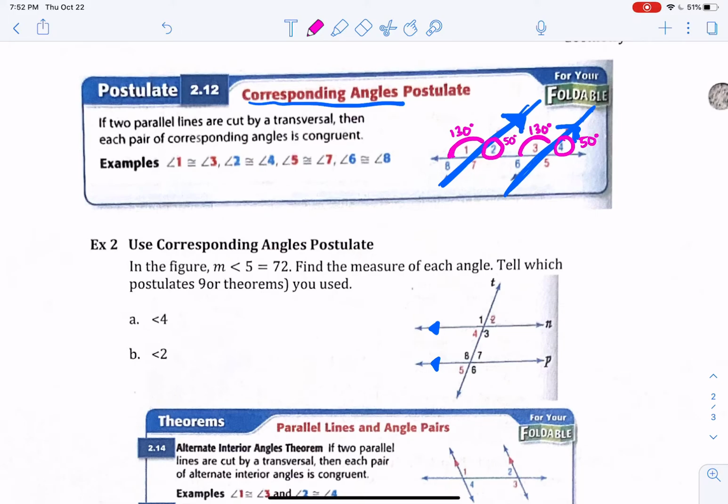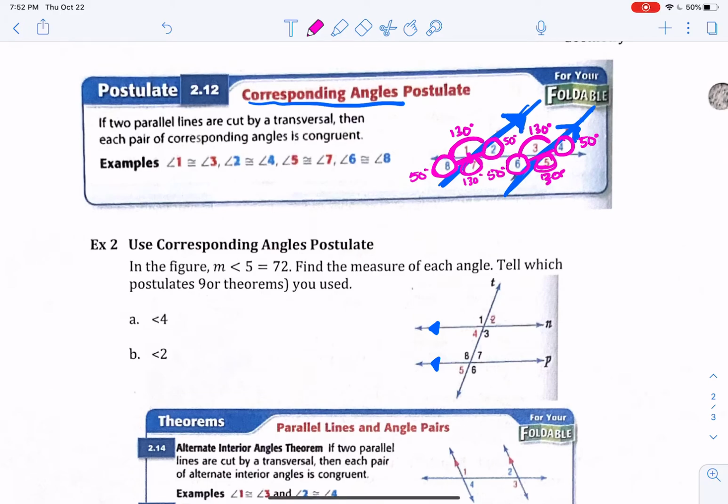Okay, I'm going to bump down to 8 and 6. Angle 8 and angle 6, those correspond to one another. And since they are vertical angles to 2 and 4, they're across the intersection. You remember from the last set of notes that vertical angles are the same. So these guys both have to be 50 degrees. And then 7 and 5 are corresponding angles. Those are vertical angles with 130, so each one of those is going to be 130 degrees.